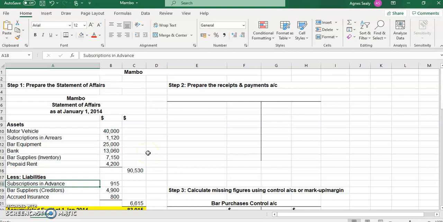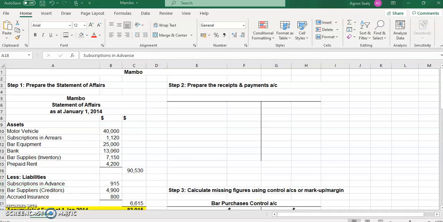So we'll go on to step two. And in step two, what we are going to do is to prepare a receipts and payment account. Now, in some examination questions, the examiner may give you the receipts and payments account already prepared. So if that is the case, then you don't need to do this step. You don't need to prepare the receipts and payment account because it would have been given to you.